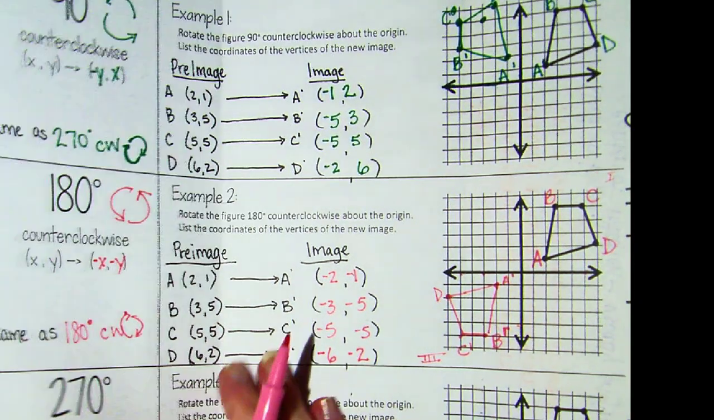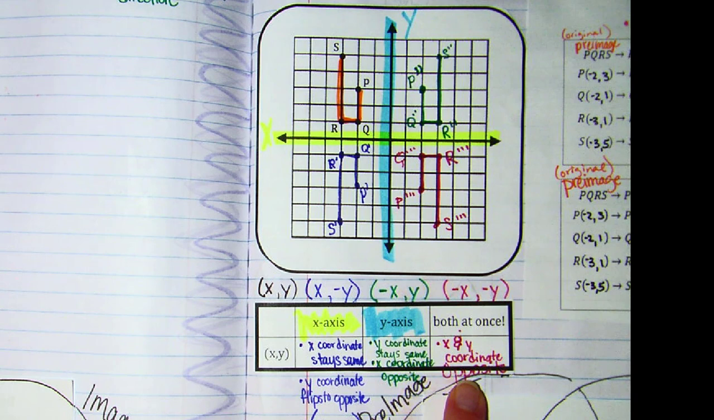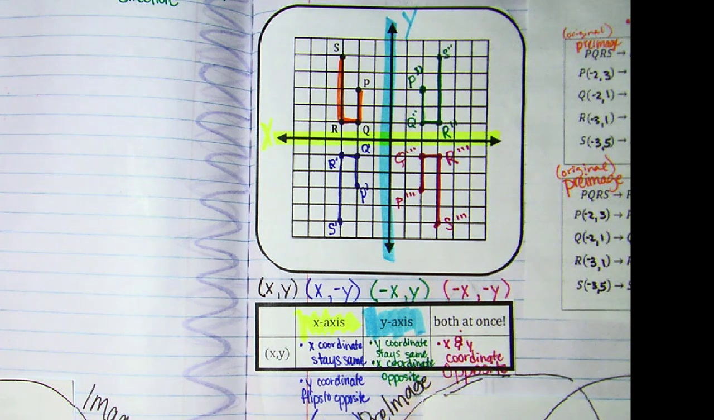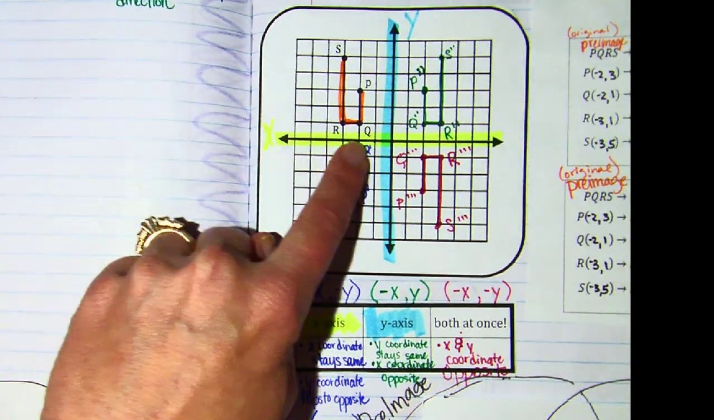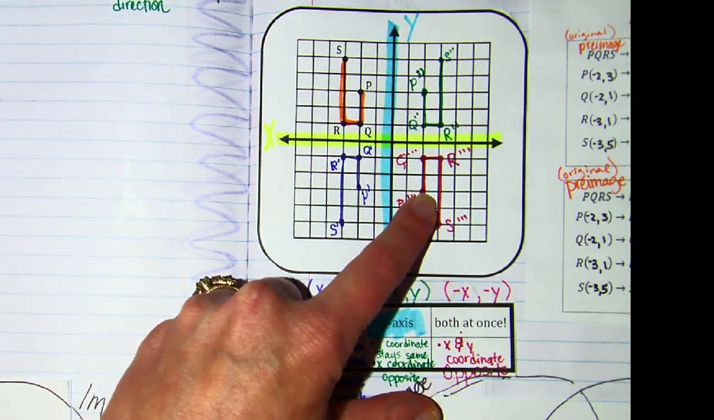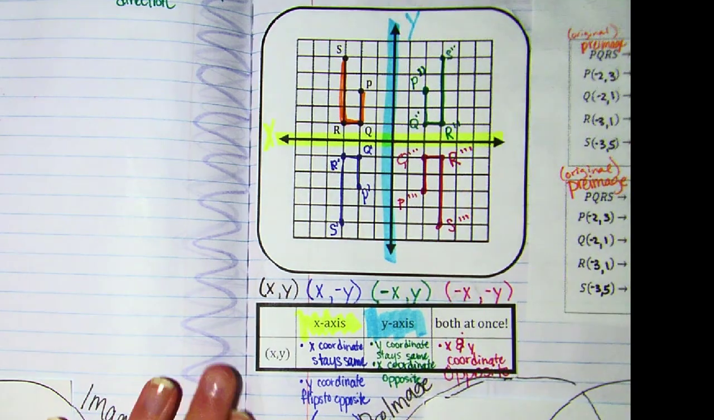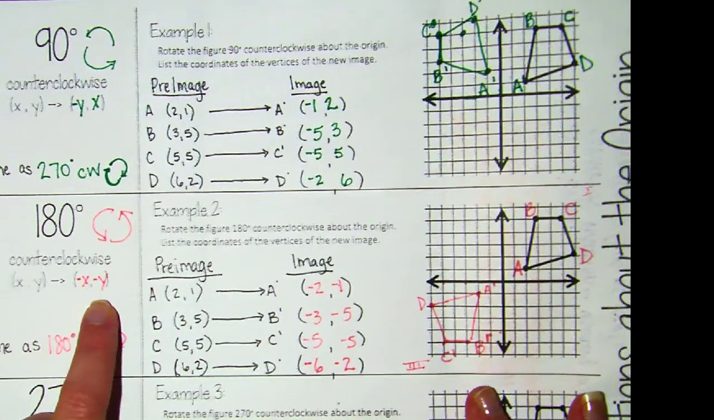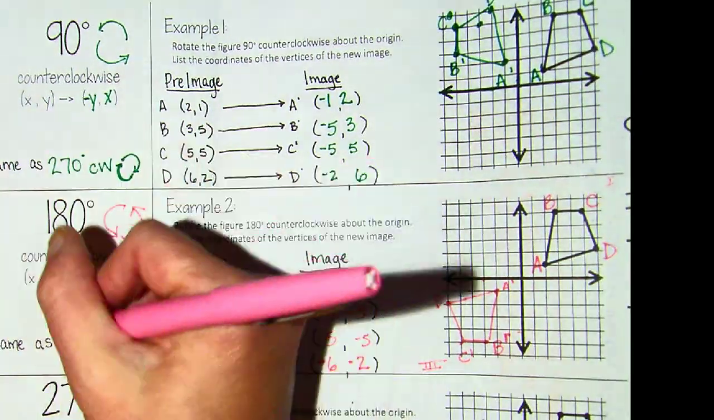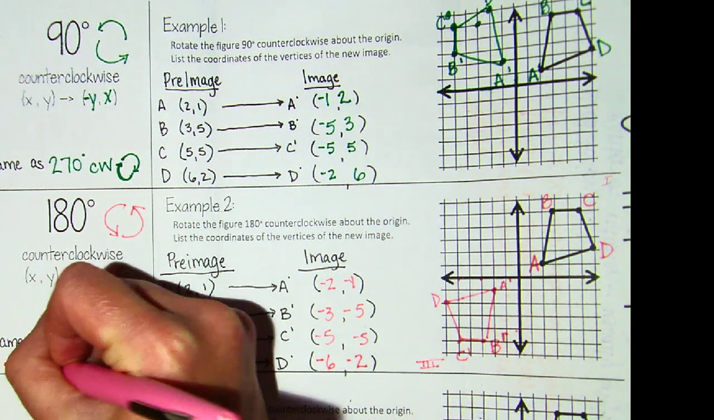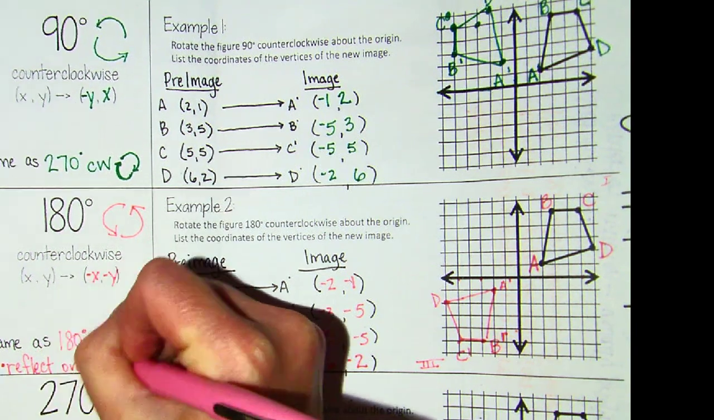Also, when we did reflections, we learned that the X and the Y stay in the same place, but they change to their opposites. So this orange pre-image turned into this red image when we reflected over the X and the Y axis at the same time. So look at this rule. It's the same rule. So a 180 turn is also the same as a reflection over your X and Y axis.